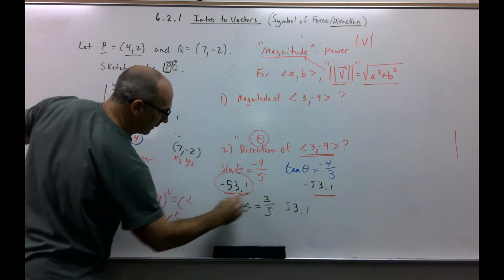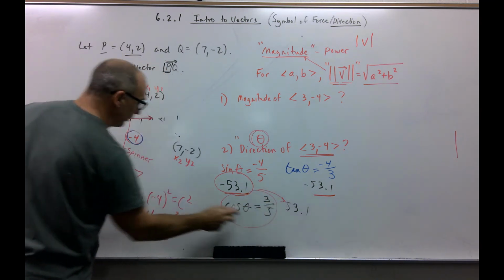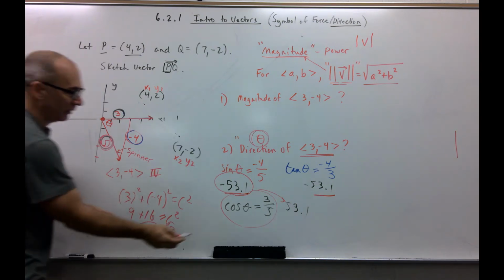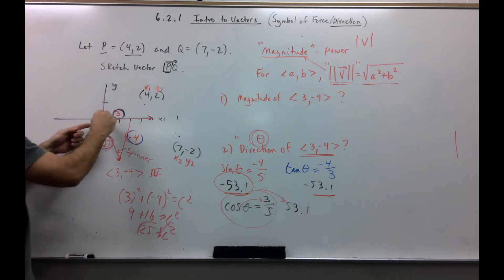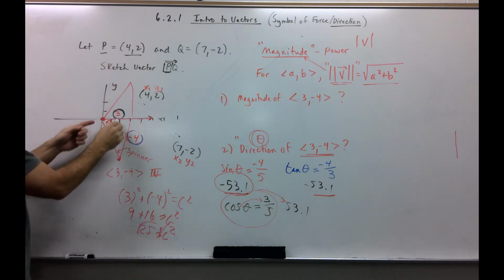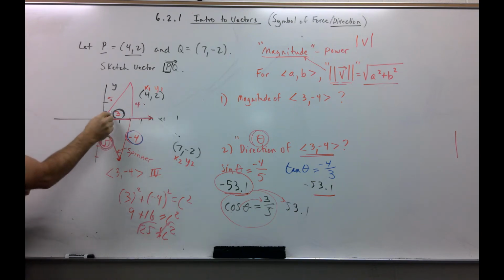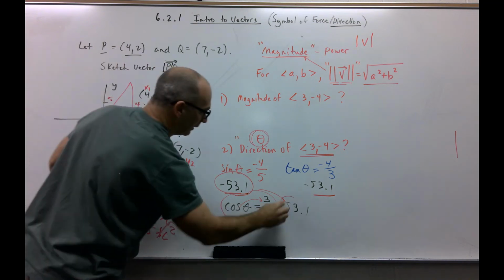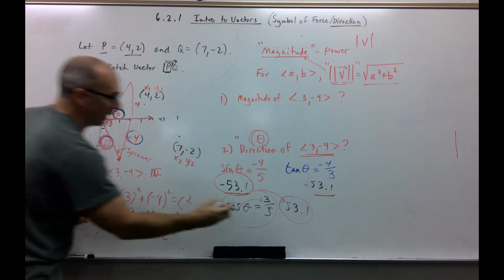Why did the calculator give me 53.1 for this one? Because your calculator has no idea that you are in the 4th quadrant. So the calculator says, where is cosine positive? The first thing it's thinking is up here, because yeah, this is 3, this is 5, that's 4, so your calculator took you up here. You need to look at the picture and go, aha, it can't be positive 53.1 because I'm in the 4th quadrant, so it has to be negative.